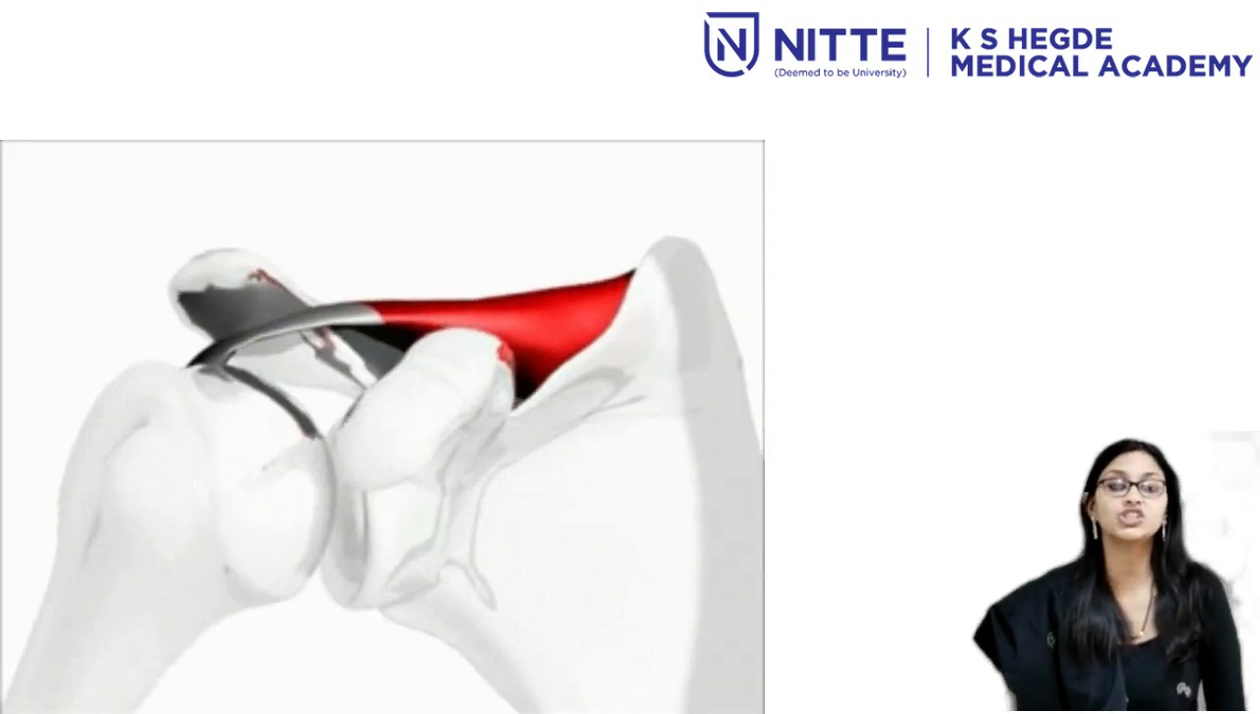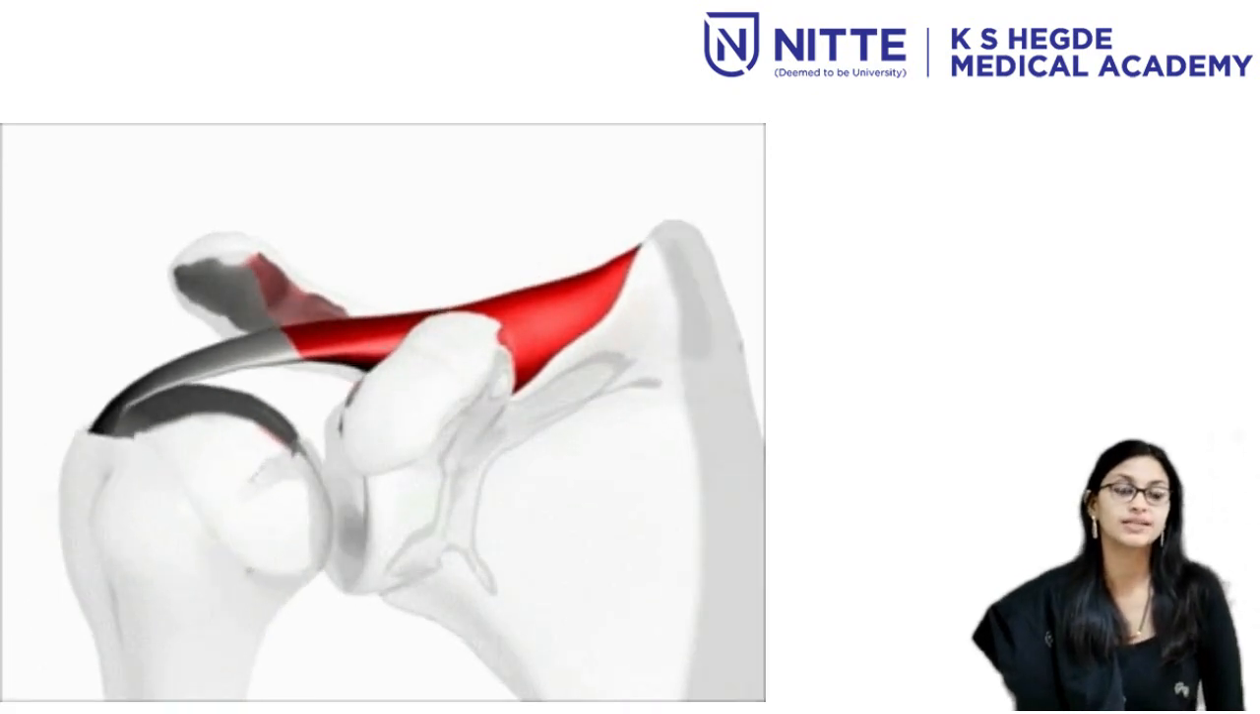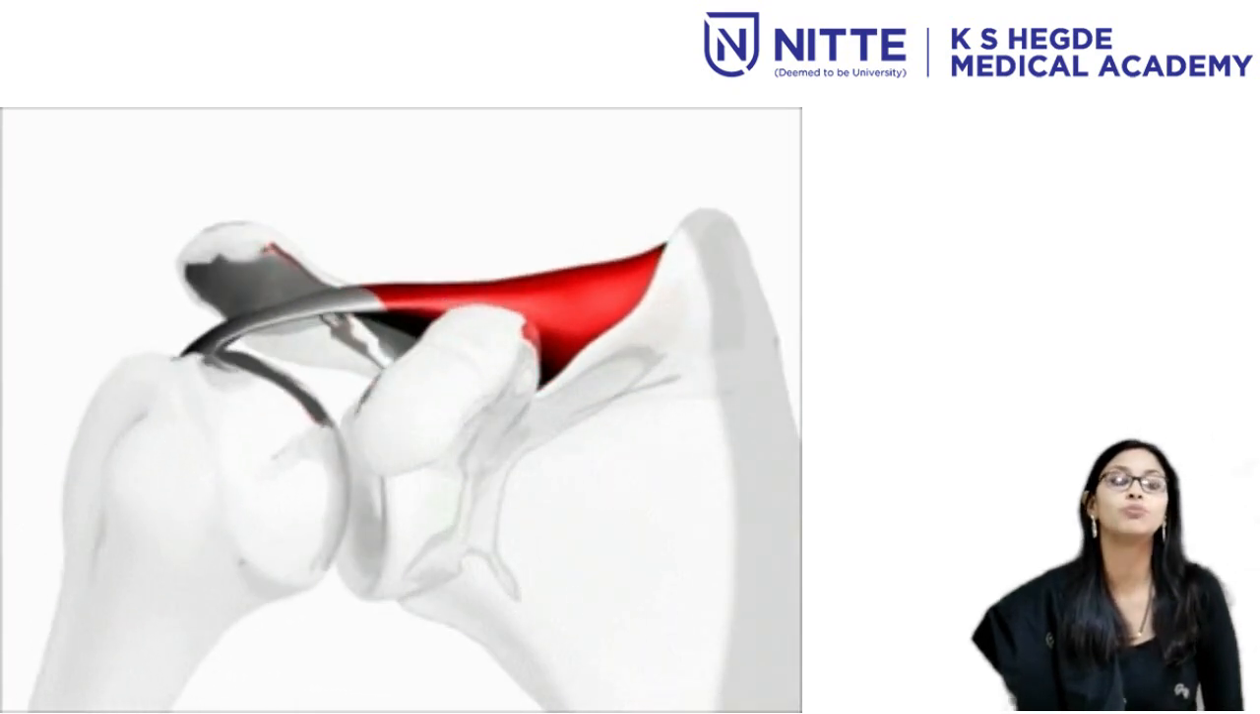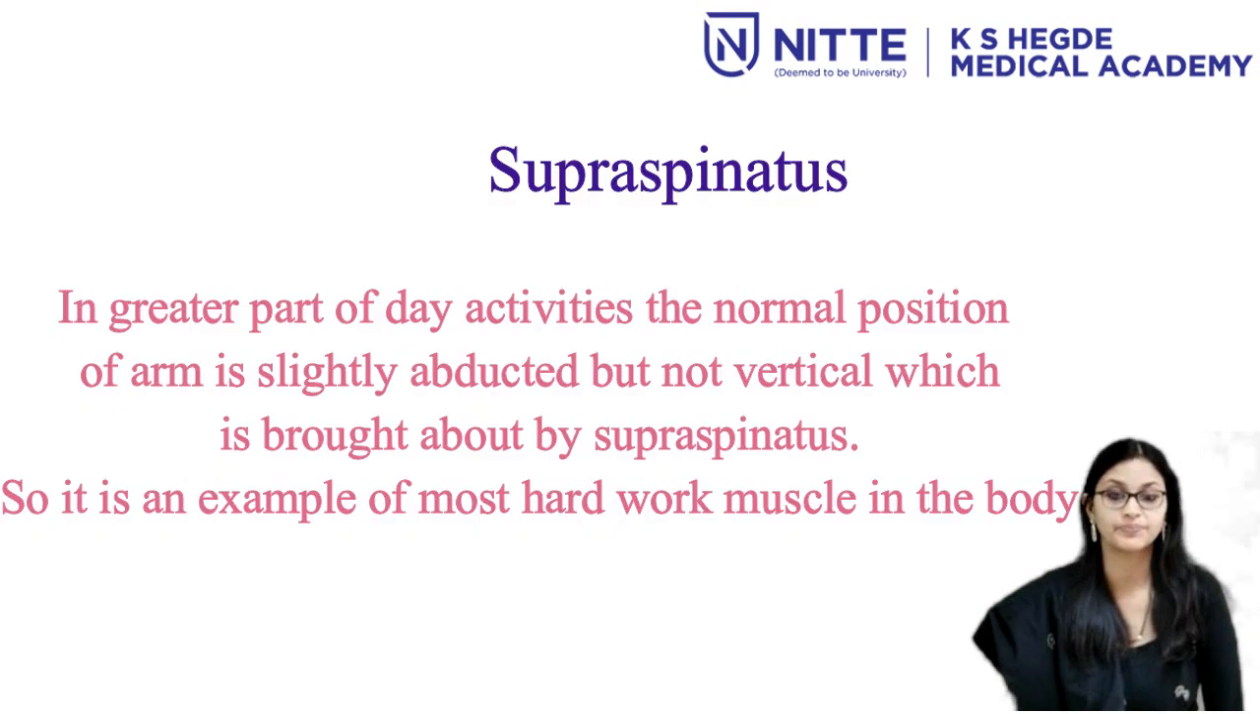Actions: it initiates abduction, that is, abduction from 0 to 15 degrees is done by the supraspinatus, and it is considered to be the most hard working muscle of the body. The reason being, in the greater part of our day-to-day activities, the normal position of the arm is slightly abducted always, but not vertical, which is brought about by the supraspinatus muscle. So it is an example of the most hard working muscle.